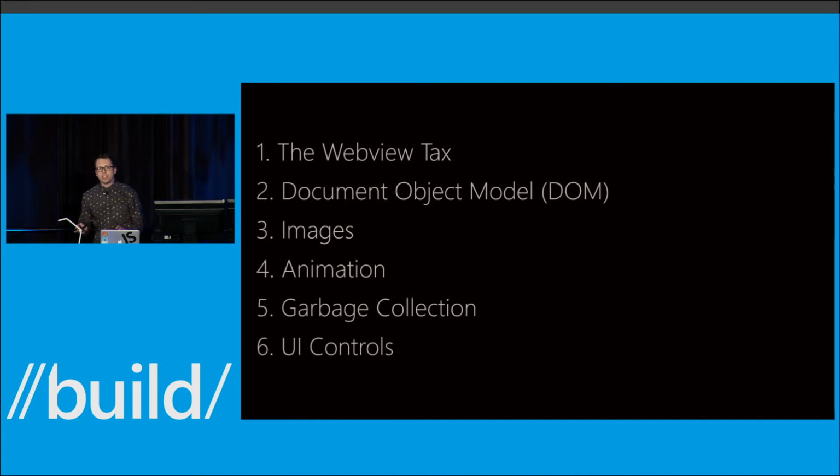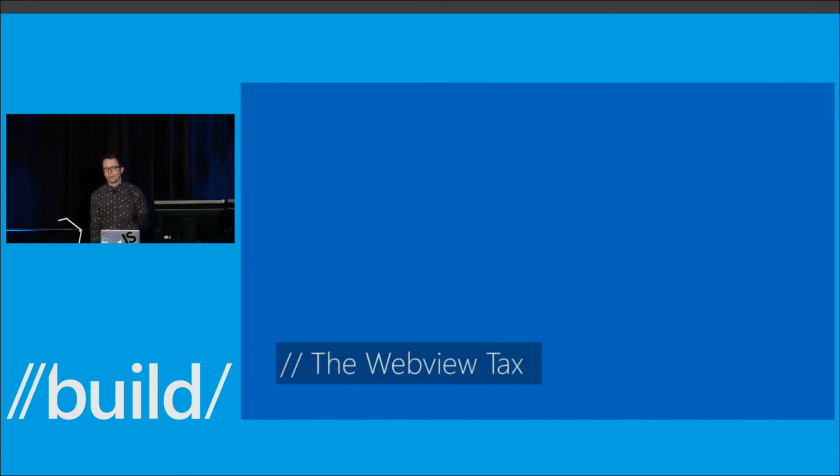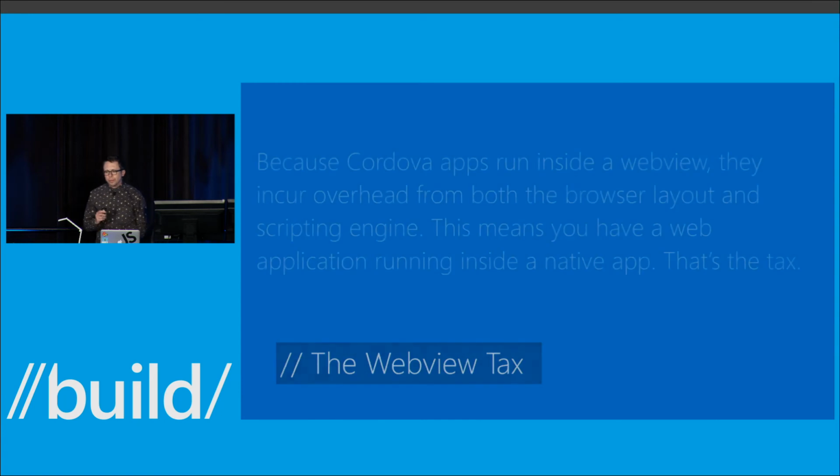Through these experiments, we got 6 different classes of issues that are common pitfalls that developers fall into. The first one, the web view tax, I'll talk about. That's the one that primarily has to do with Cordova development. Everything beyond that will apply equally well to both Cordova, PhoneGap development, and web development. Savvy? Yeah? Sweet. All right, web view tax.